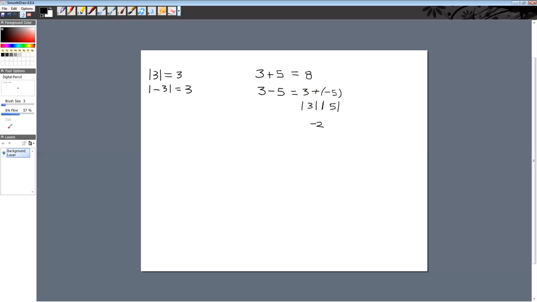Another way to look at it is on the number line. If you have 0, 1, 2, 3, and -1, -2, -3 on this side, and let's say you started with your 3 here, and you said, okay, I'm going to add -5. It's the same as taking away 5. So 1, 2, 3, 4, 5 gives us a value of -2.